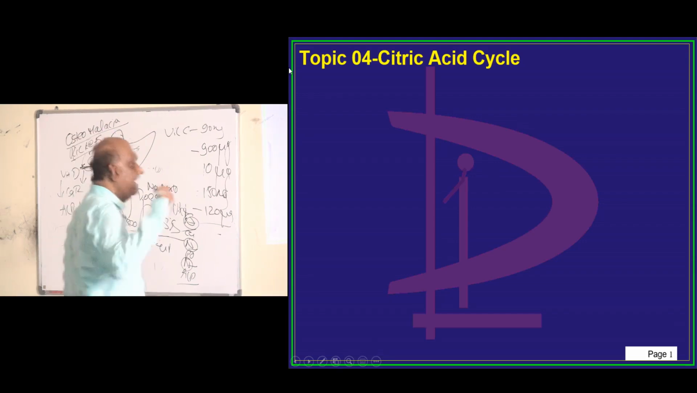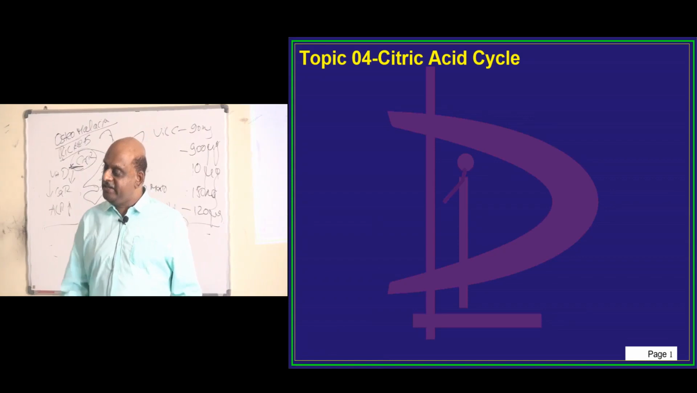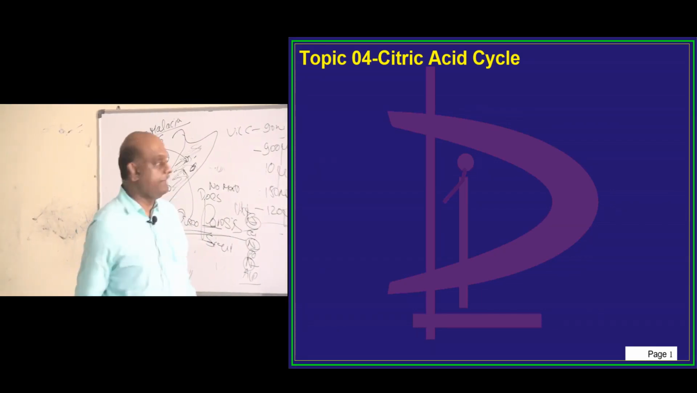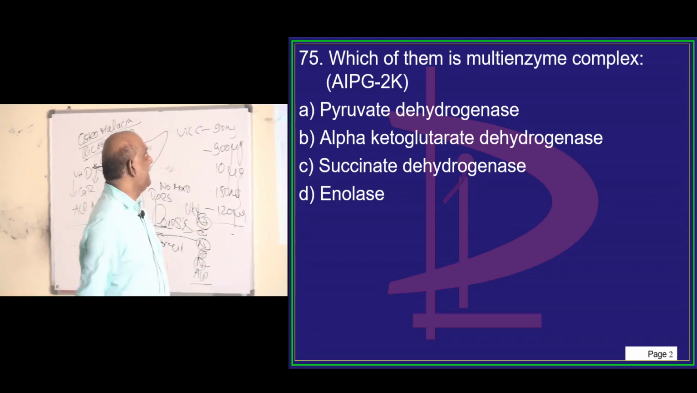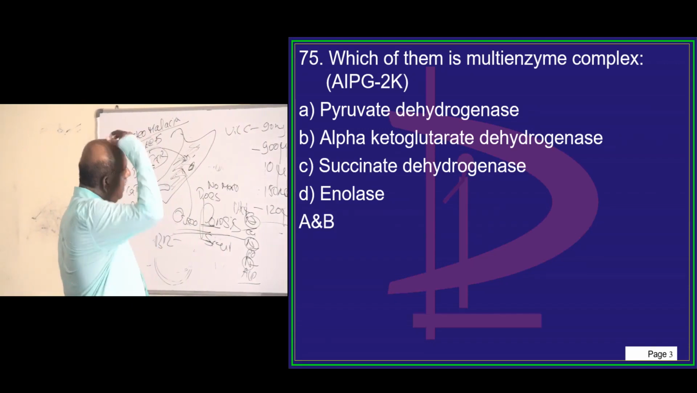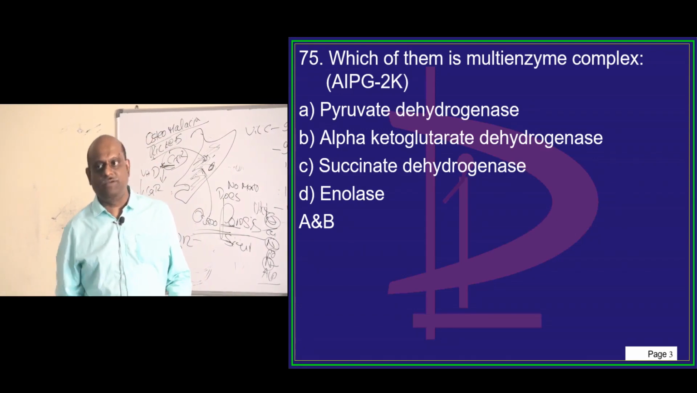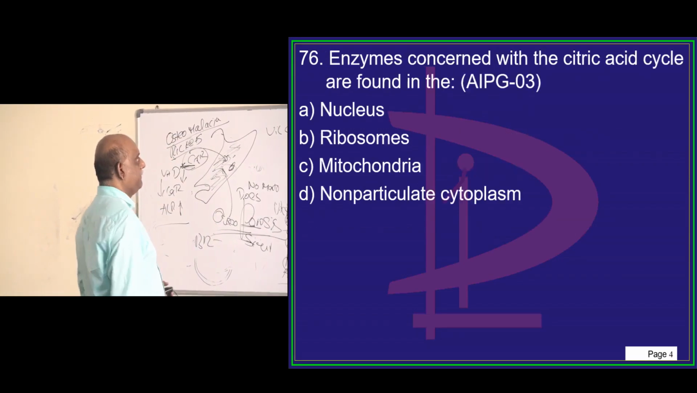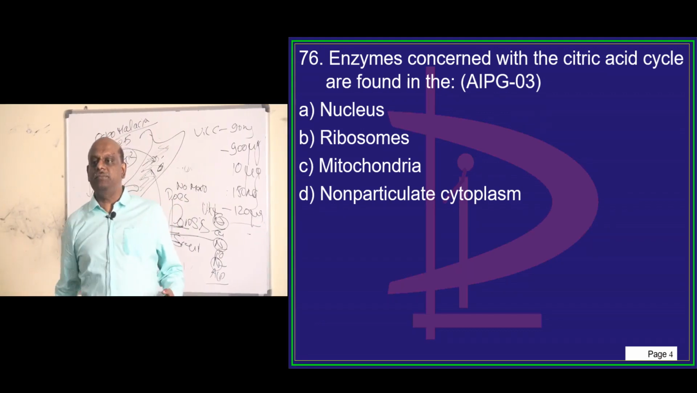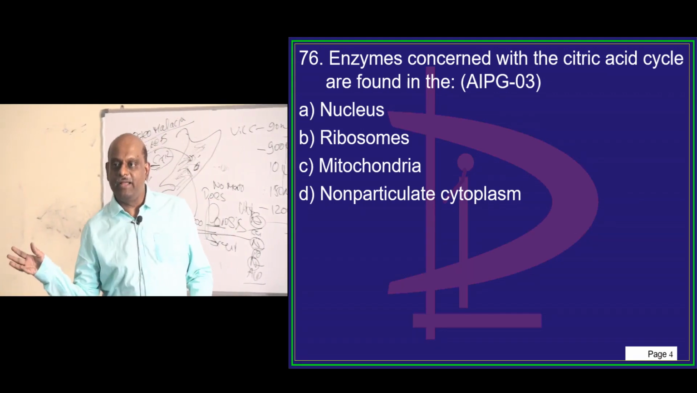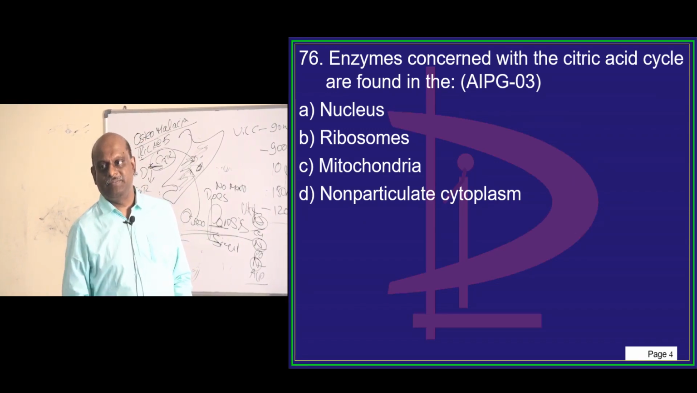Now doctor, the next favorite topic for us is the citric acid cycle, which is a multi-enzyme complex. Pyruvate dehydrogenase and alpha ketoglutarate dehydrogenase, both of them are multi-enzyme. Where do you find citric acid cycle enzymes? Mitochondria. Whereas glycolysis enzymes, cytoplasm.